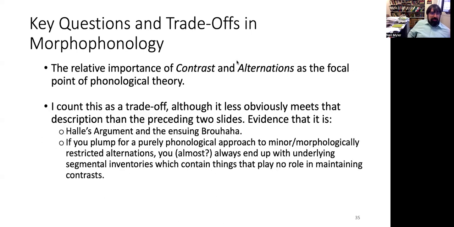Another key question and trade-off is the relative importance of contrast and alternations as the focal point of phonological theory. So it's less obvious that contrast versus alternations has to be a trade-off than it is the case in the previous two slides, but in practice it often is a trade-off. And you can kind of see this from Halle's argument and the controversy that followed.